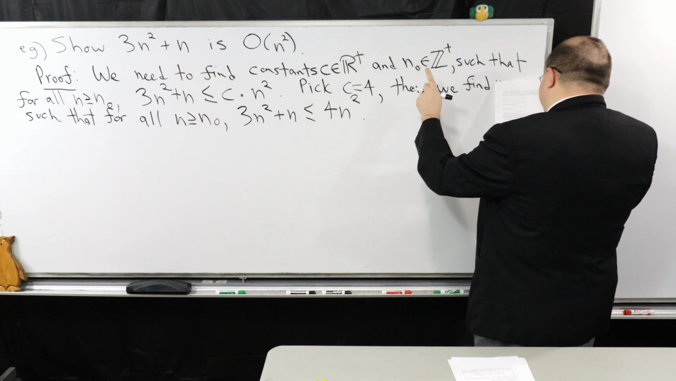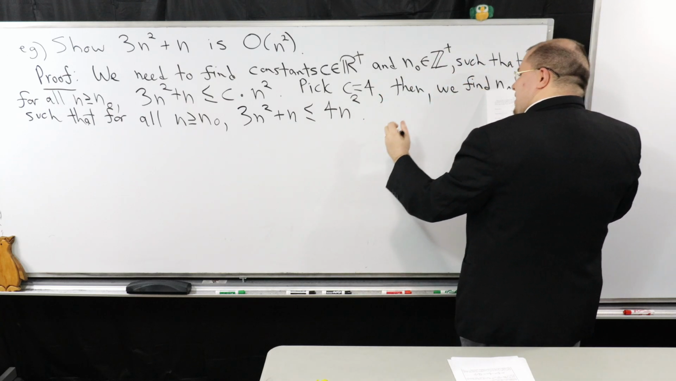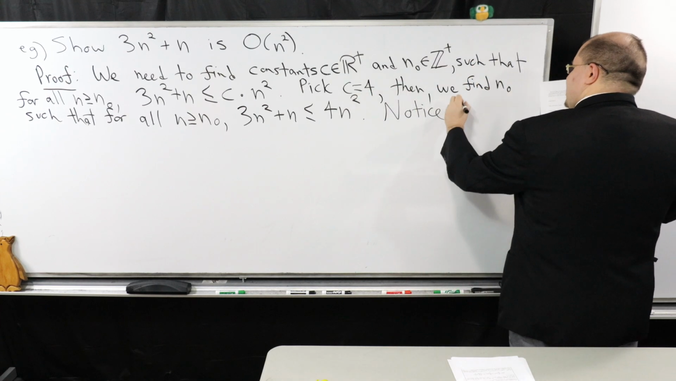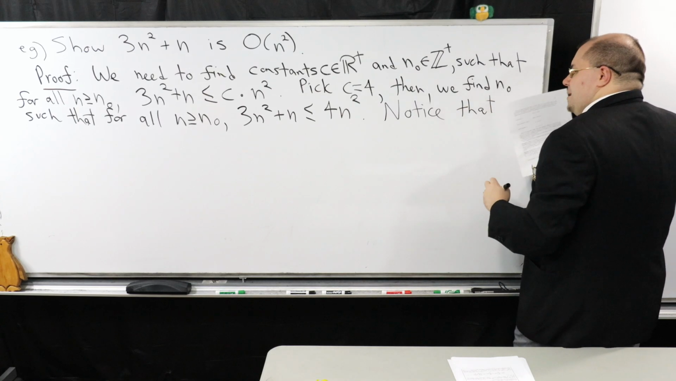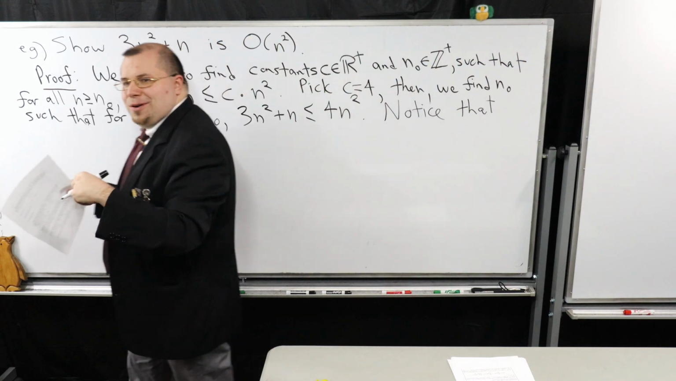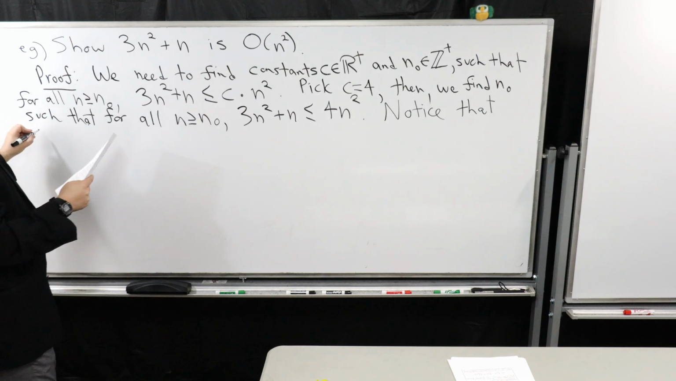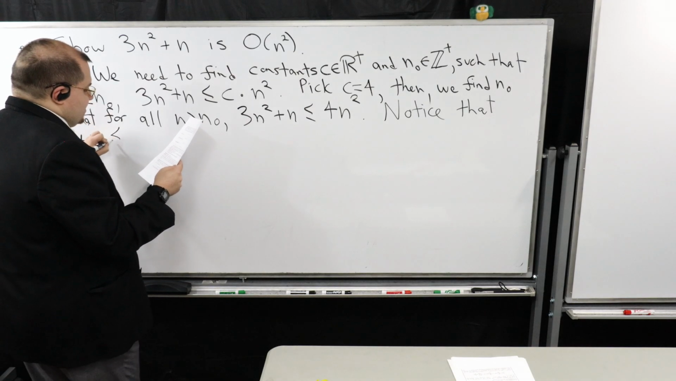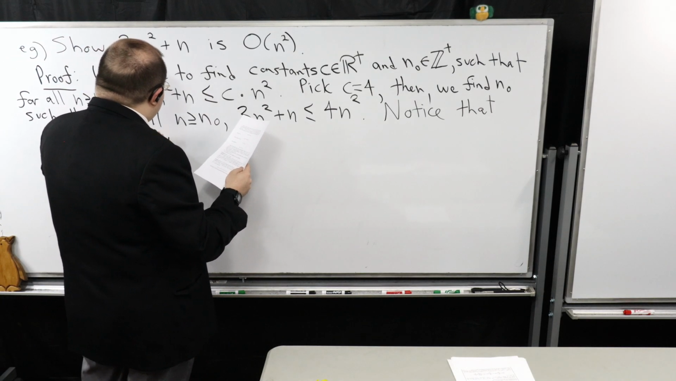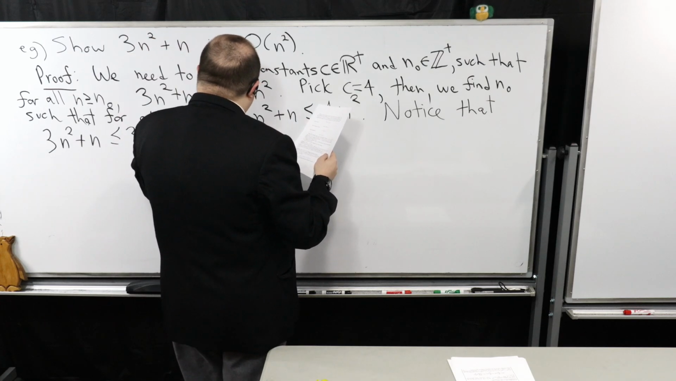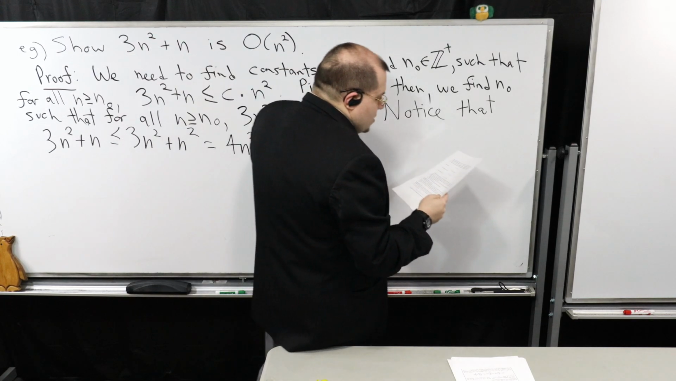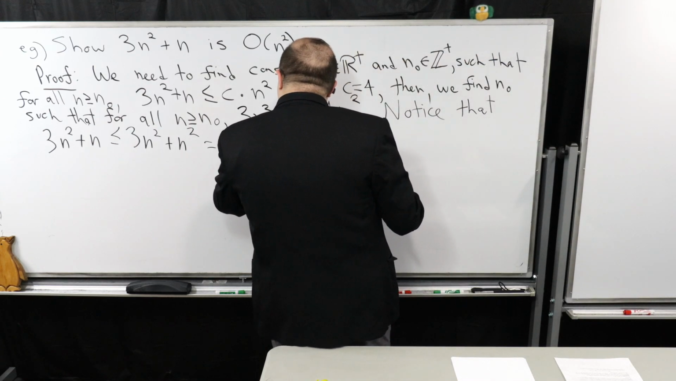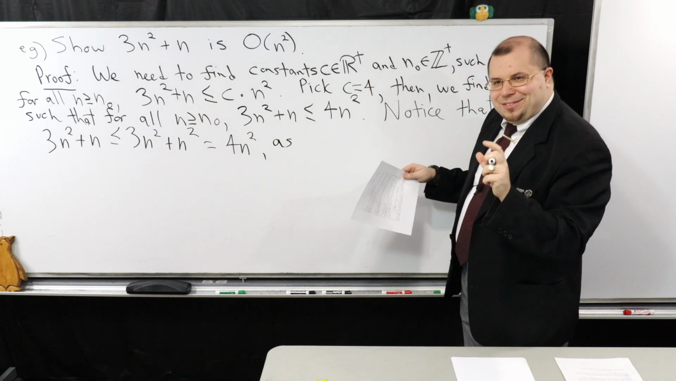So anyways, what we're going to do next is I'm going to try to do what I said previously. So I'm going to try to rewrite this inequality so it's a little easier to play around with. Notice that 3n squared plus n is less than or equal to 3n squared plus n squared, which of course is 4n squared, right? But we know that.